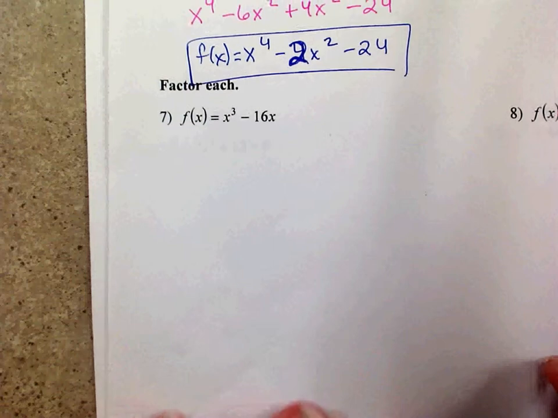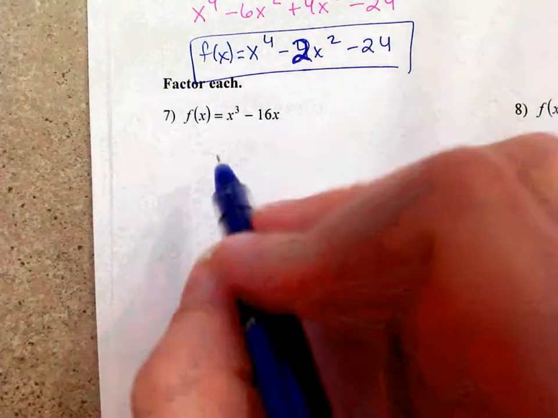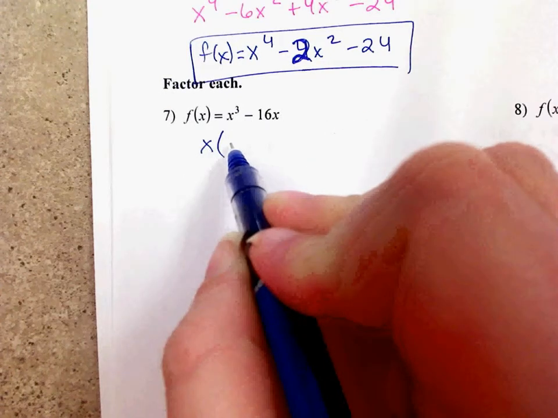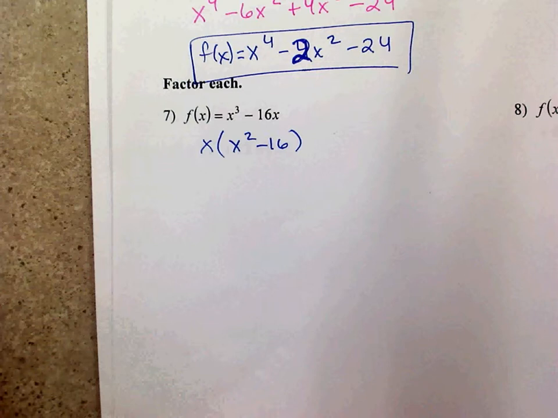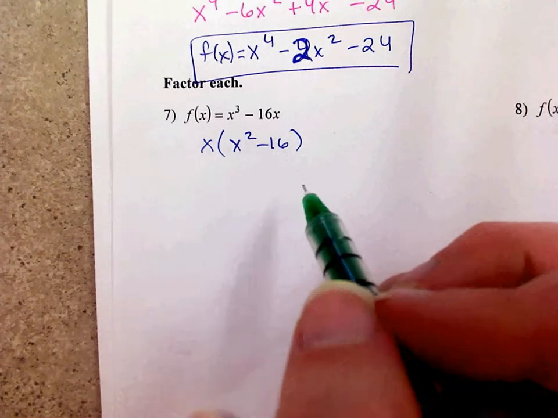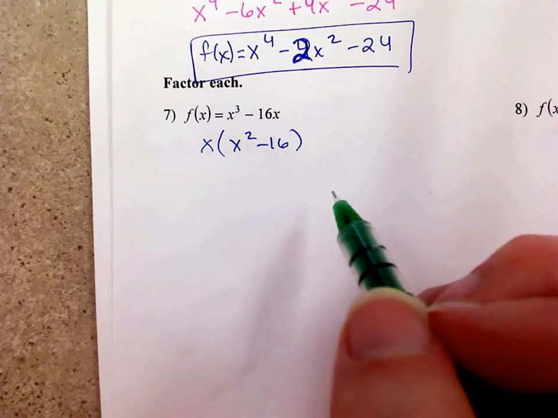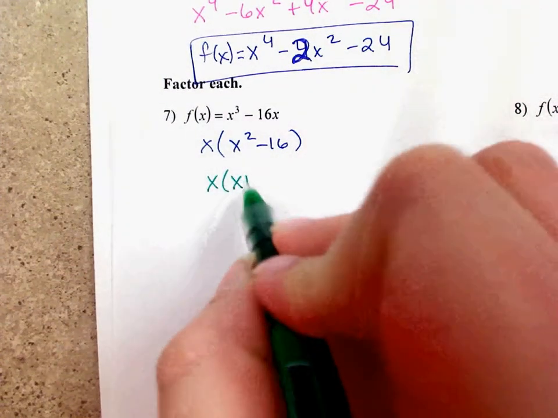Factor. What do you want to do? How do you factor number 7? Take out an x? What are you left with? Okay. Does it factor more? Okay, so what do you call this when it factors x plus 4 and x minus 4? Difference of perfect squares. Okay. So x times x plus 4, x minus 4, and we're done.